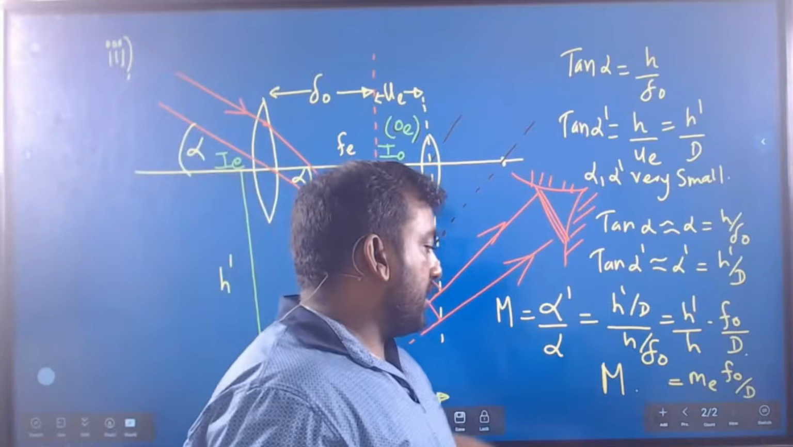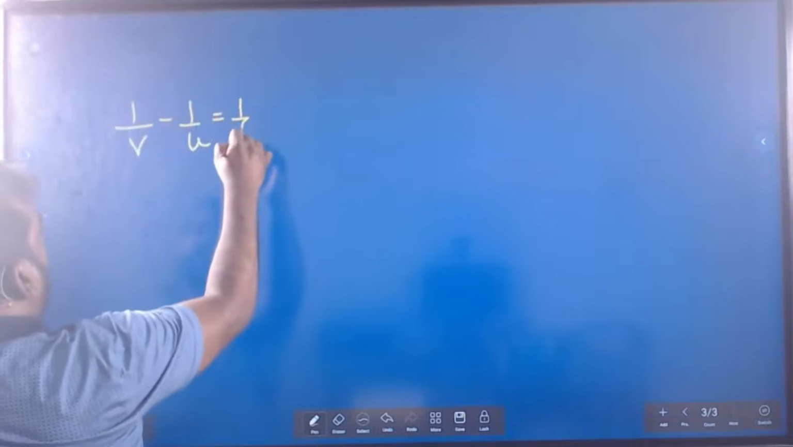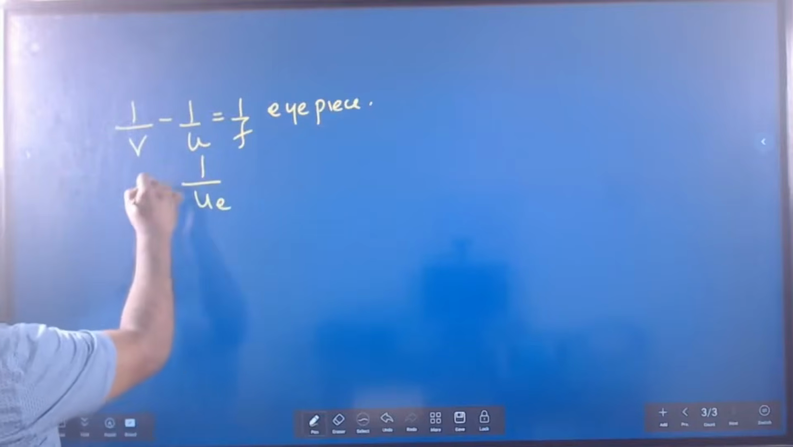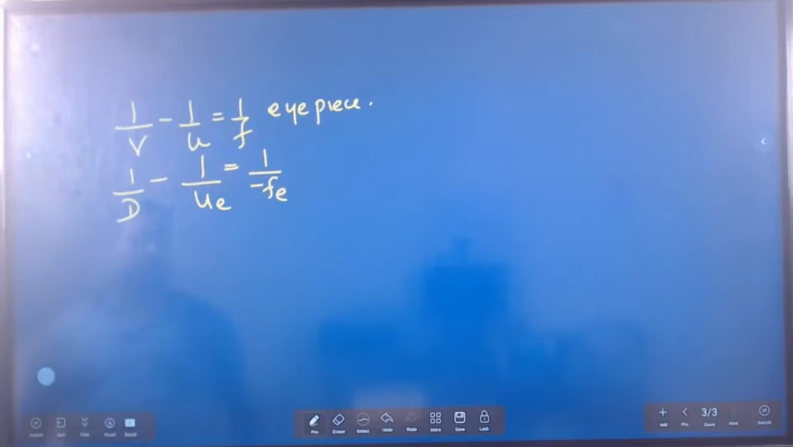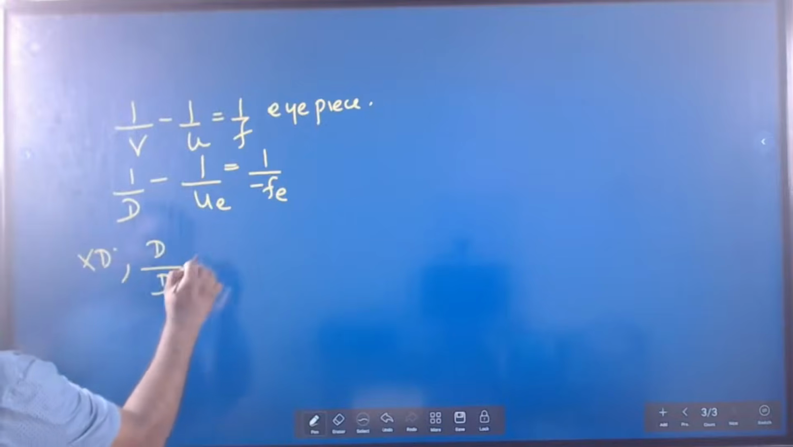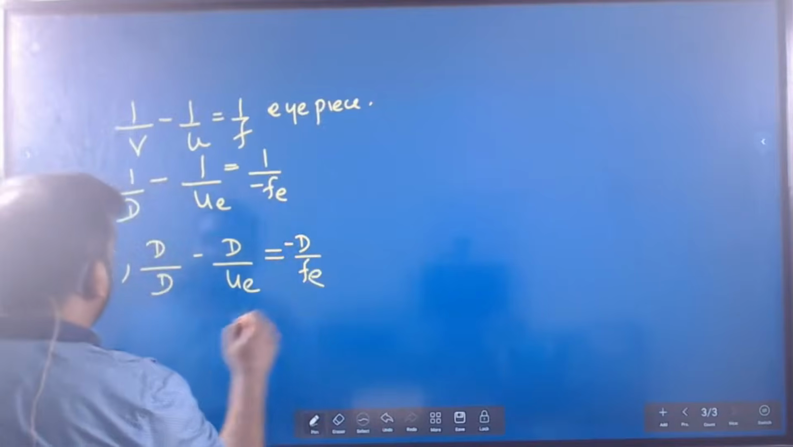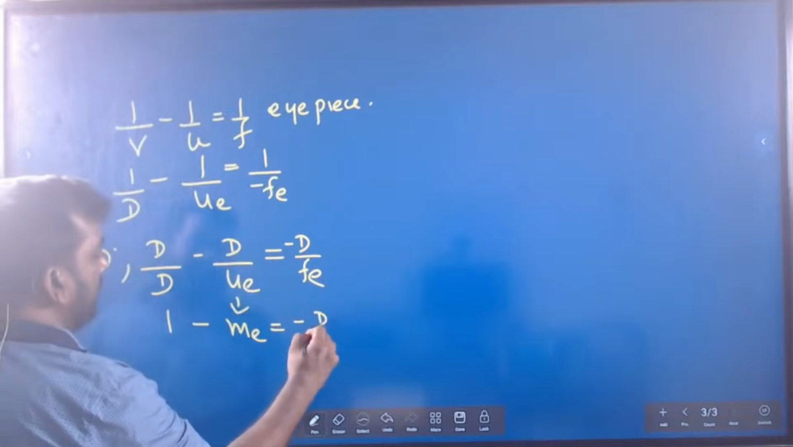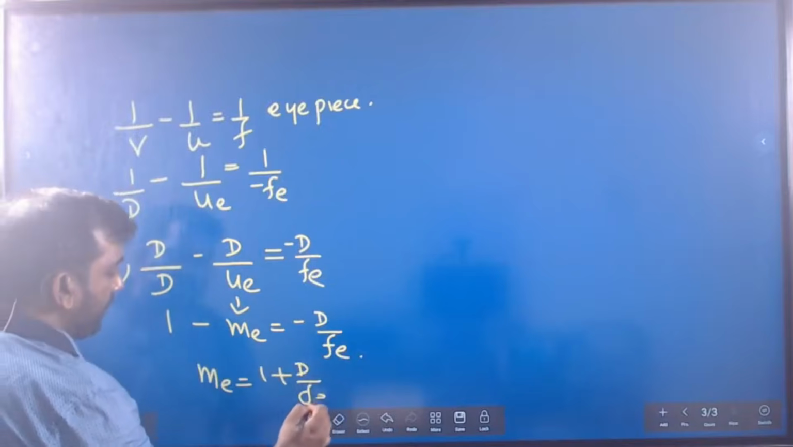Simplify the linear magnification. 1 over v minus 1 over u equals 1 over f for the eyepiece. UE d minus fe. Multiply by d, linear magnification. D divided by d, d over ue minus d over fe. Image distance over object distance, linear magnification, d over fe. ME is 1 plus d over fe.